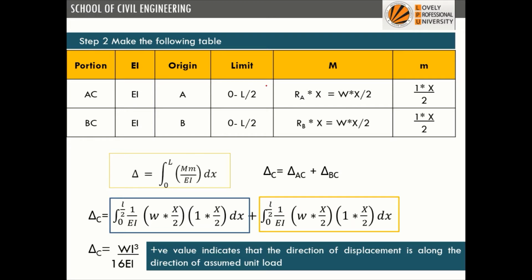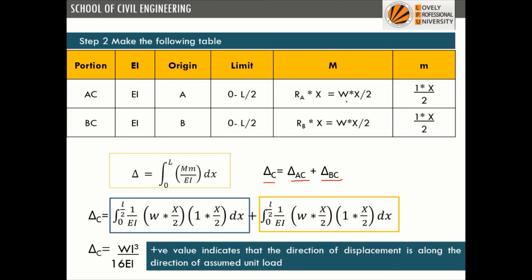Now we have to calculate the deflection. So we see that deflection at C will be equal to deflection in the portion AC plus deflection in BC. So for AC, what is the equation? Integration 0 to L, capital M small m dx upon EI. For the portion AC, the limit will be 0 to L by 2. 1 upon EI is constant, we can keep it out also.